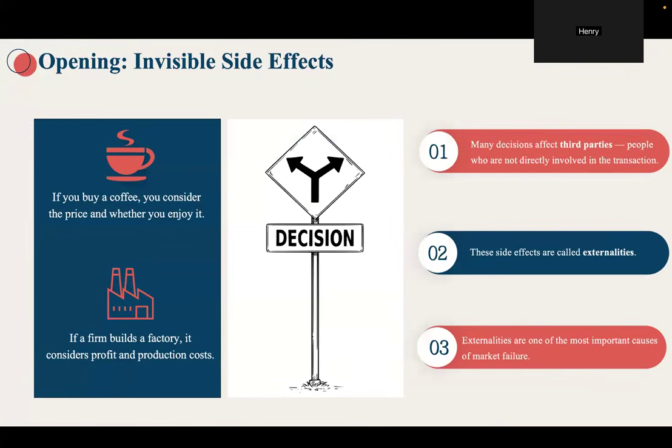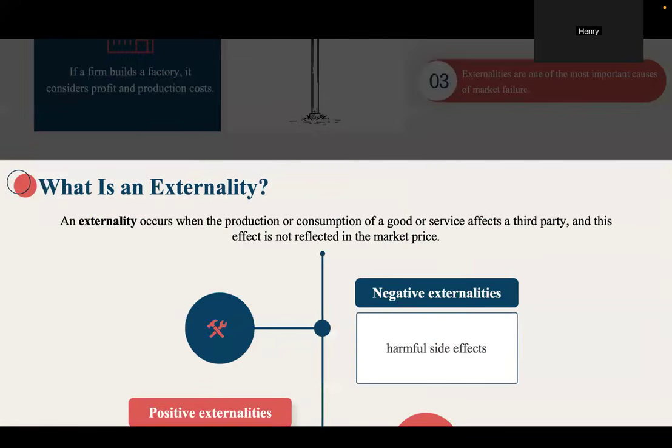Let's start with a simple idea. If you buy a coffee, you think about the price and your own satisfaction. If a firm builds a factory, it considers costs and profits. But here's the key question. What about the effects on others? For example, pollution affecting nearby residents, noise affecting communities, or maybe congestion affecting other drivers. These are invisible side effects and they are not reflected in market prices.